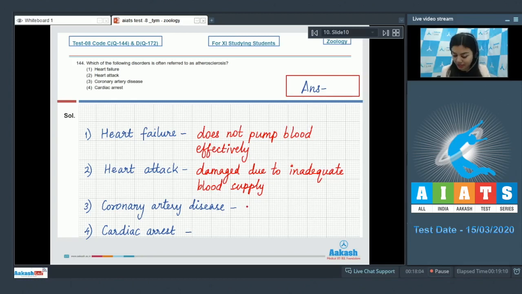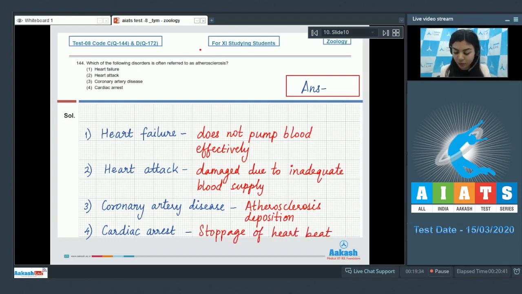The coronary artery disease is often referred to as atherosclerosis. In atherosclerosis, the vessels that supply blood to the heart muscle are affected. It is caused due to deposition of calcium, fat, cholesterol, and fibrous tissue in the arteries, which causes its narrowing. Cardiac arrest means complete stoppage of heartbeat. Thus, the disorder which is referred to as atherosclerosis is coronary artery disease. The correct answer is option number 3.